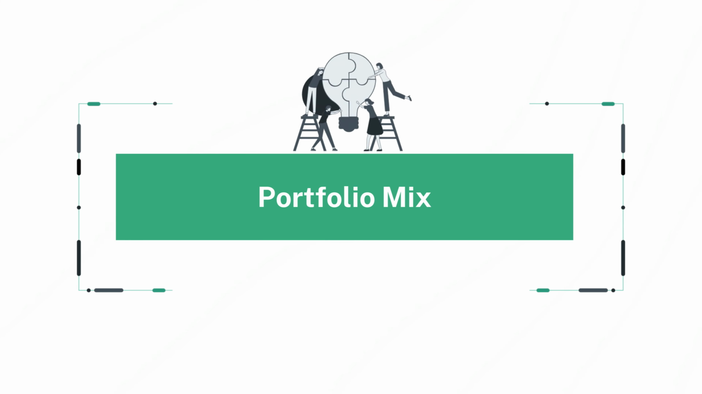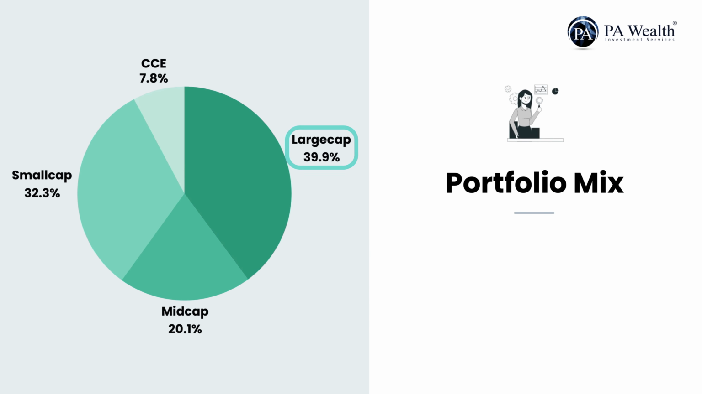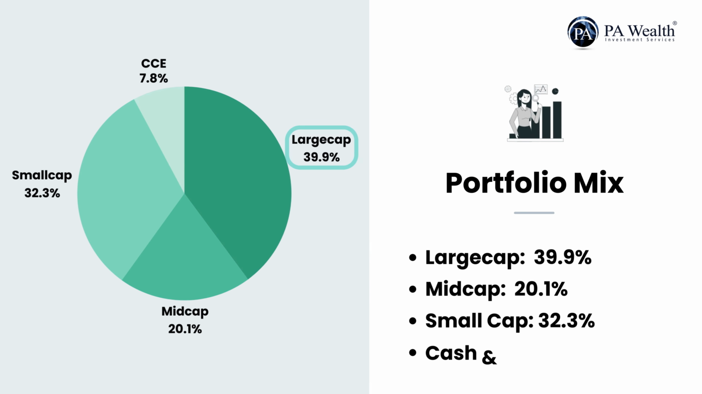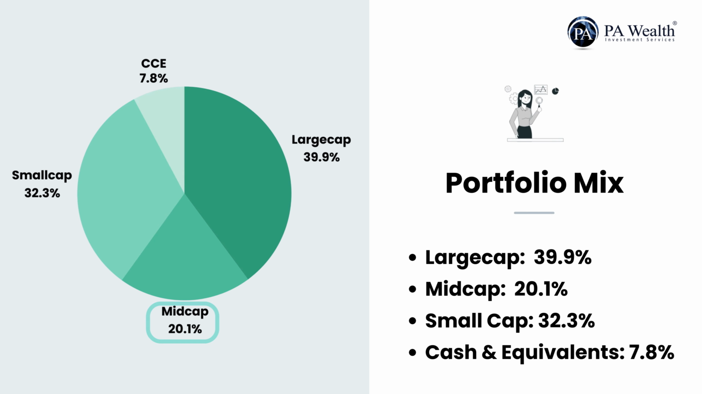Let's look at the portfolio mix by market cap size. Regarding portfolio composition, large cap accounts for 39.9% of the total composition. Mid cap accounts for 20.1% of the total composition. Small cap accounts for 32.3% of the total composition. Cash and equivalents accounts for 7.8% of the total composition of the fund.